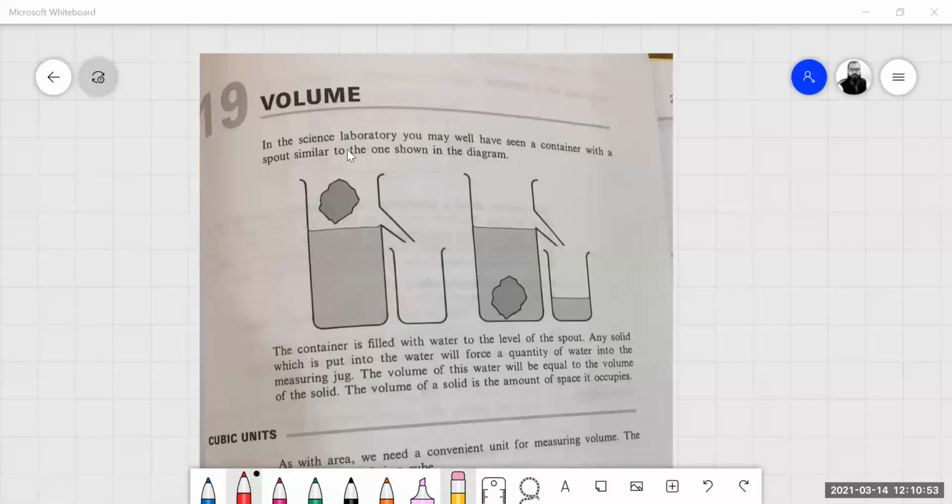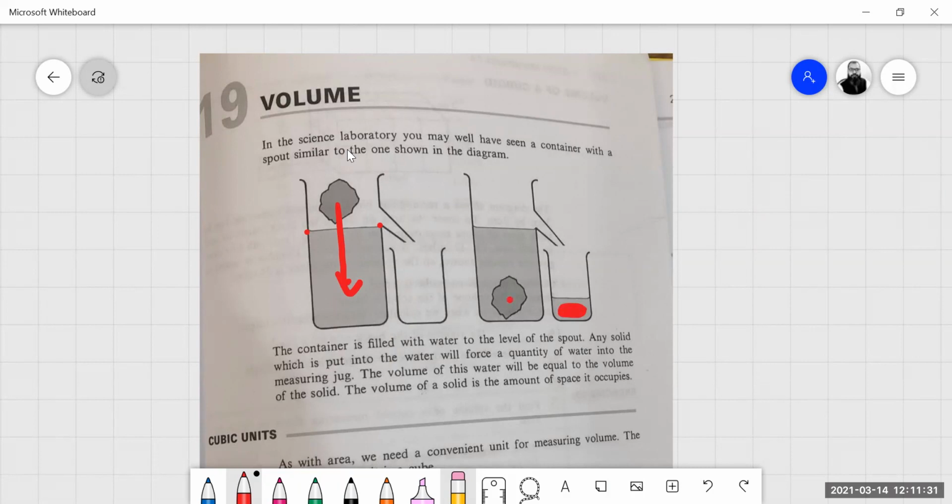In the science laboratory, you may well have seen a container with a spout similar to the one shown in the diagram. From here, you can check it is full up to here. If you put this stone inside the water, definitely the water level will come up, because through the nozzle the water will go into the other container, equal to the volume of this stone.